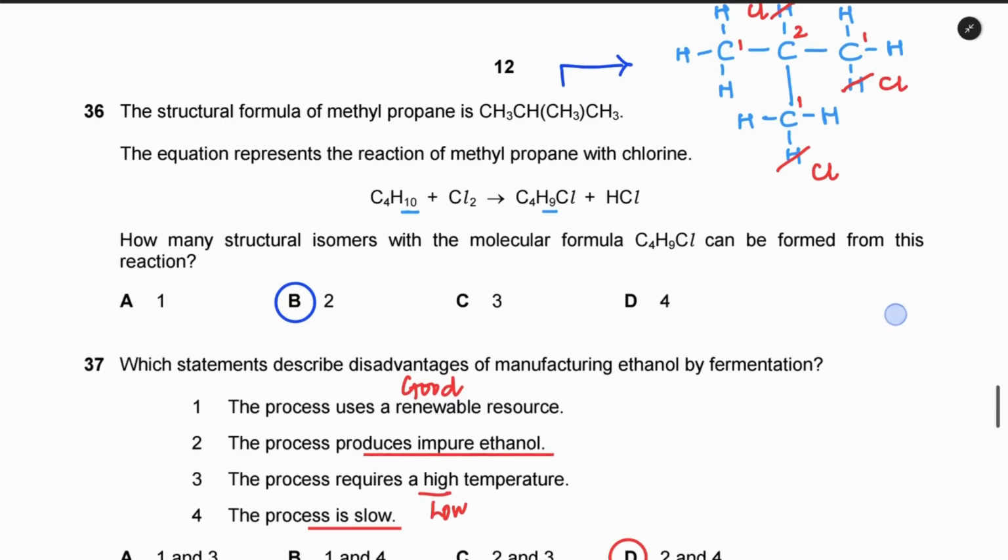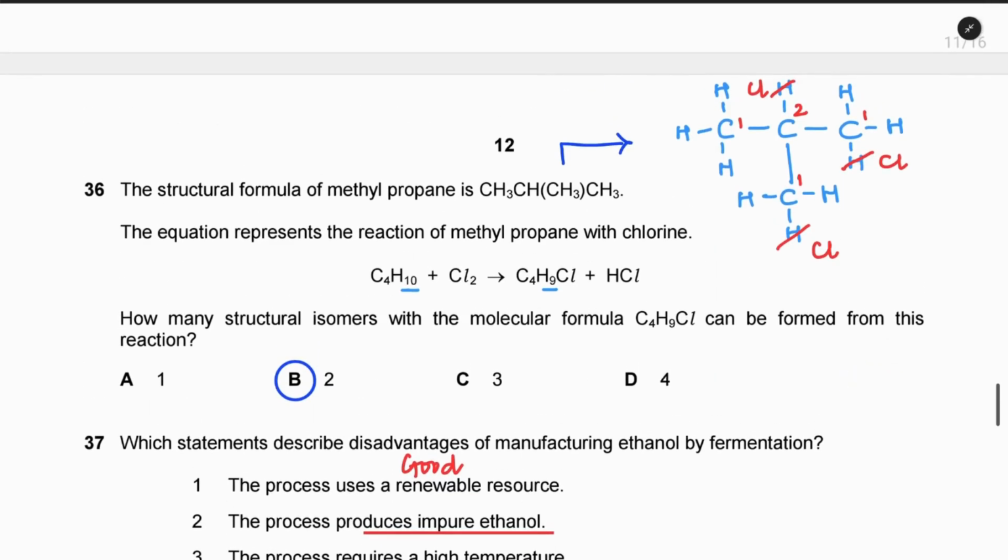The structural formula of methylpropane is given, and I have actually given the expanded formula of this. Over here the reaction is given to us, methylpropane with chlorine. How many structural isomers with the molecular formula C4H9Cl can be formed? Now if you look here, before it was C4H10. When it's dealing with chlorine, hydrogen will get substituted by chlorine.